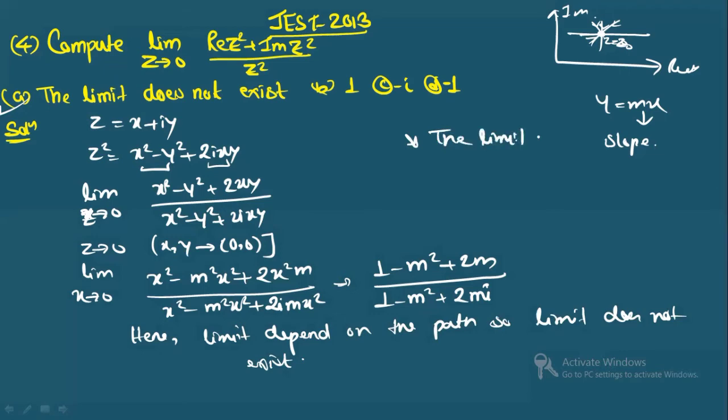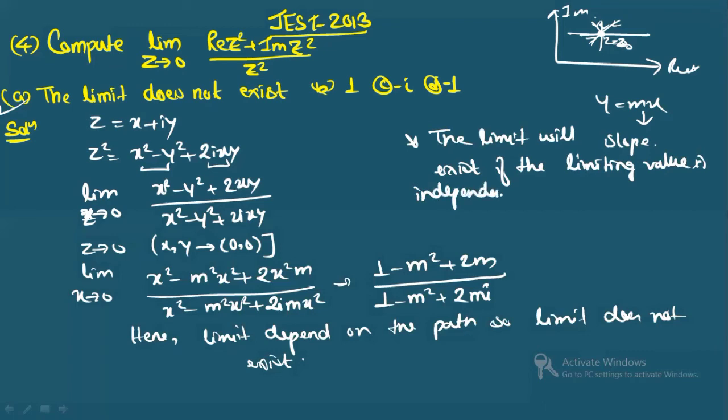the limit will exist if the limiting value is independent of the path along which z approaches z0. All right. So when the limiting value will depend on the path, then the limit will not exist.